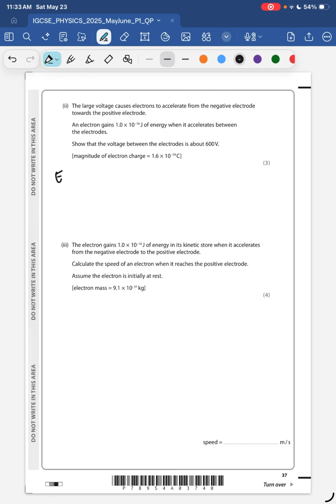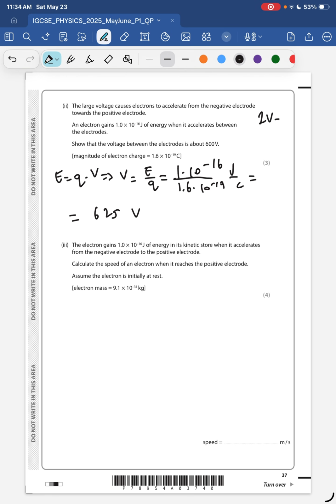Okay, so energy is charge times voltage. So voltage is energy over charge. So 1 times 10 to the negative 16 joules over 1.6 times 10 to the negative 19 coulombs yields 625 volts. 1 volt is 1 joule per coulomb, and that's about 600 volts.